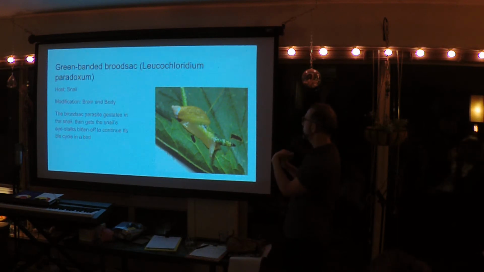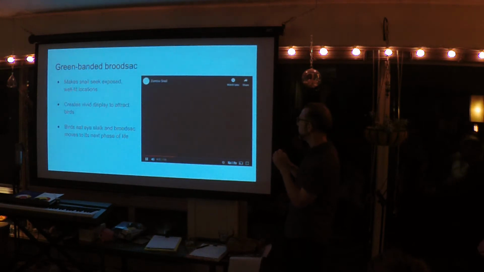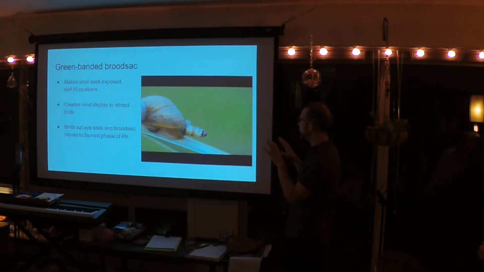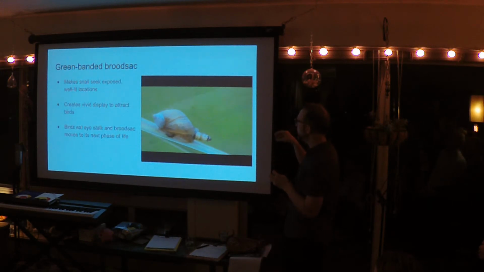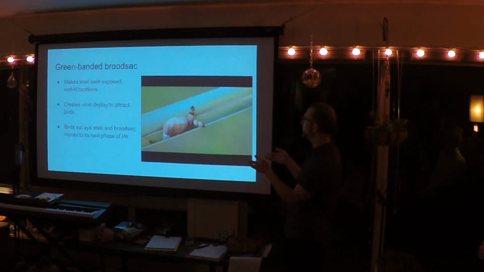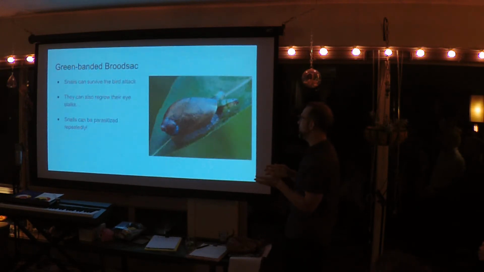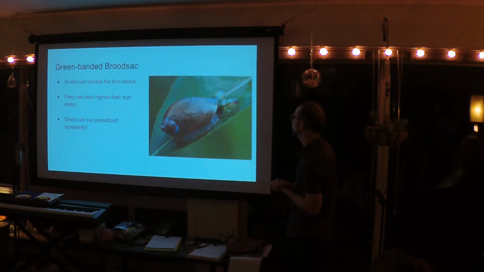So it crawls up into the snail's eye stalks there and manipulates the snail to go into a brighter, more exposed environment so that it can get eaten by a bird, which is the next phase of the life cycle for the green-banded broodsac. But it gets worse still for this poor snail. Well, it can get worse at least, because they can survive the attack, and snails have the ability to regrow their eye stalks. So it can regrow the eye stalk, it might still have some more brood sacs in it, and it can be parasitized repeatedly, which certainly would be no fun for the poor snail.